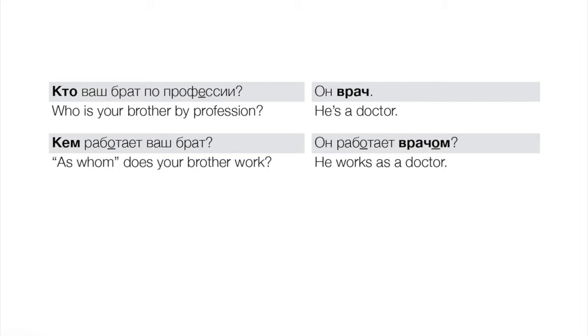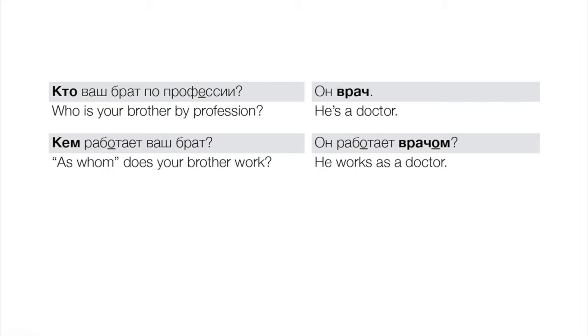A bit more fancy, a more tricky construction would be to use the instrumental with работать. Кем работает ваш брат? As whom does your brother work? Right? In what role? As whom does he work? Instrumental. Он работает врачом. And in the book it should be just a period there. It's no longer a question. Он работает врачом. He works as a doctor. Okay, so let's try a few of these.